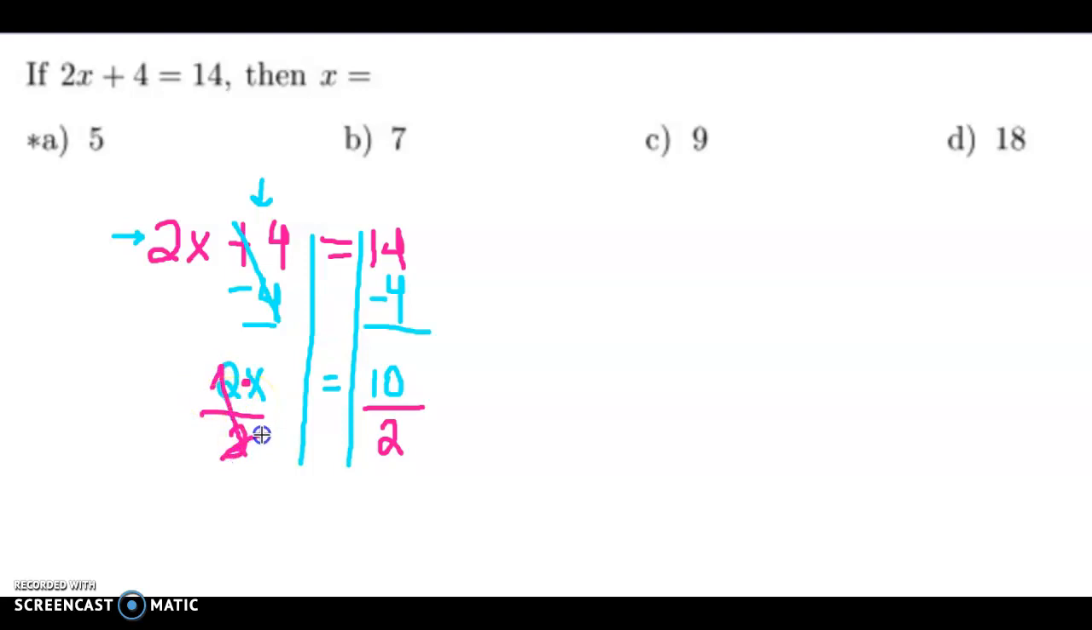2 divided by 2 is 1. But once again, anything I do to one side, I'm doing to the other. So 10 divided by 2 is 5. Now remember, when these cancel out, I am left with that one x value on that side, which is exactly what I want. So the x value is equal to 5.